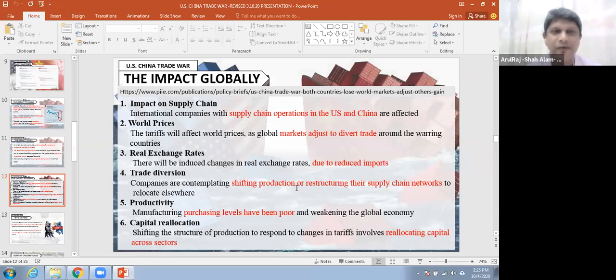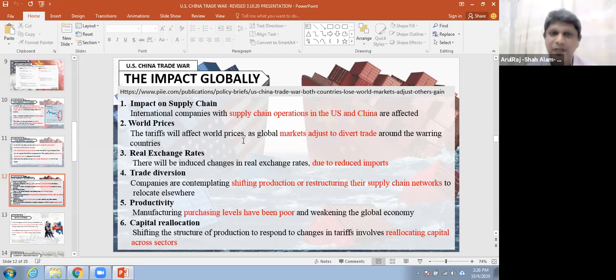The impact globally, of course, is much greater too. The impact on supply chains: international companies' supply chain operations in the US and China are badly affected because of this tariff imposition. Goods prices, of course, skyrocketed, and they are unable to carry on with their normal supply chains among other countries. The world prices in the global market adjusted to divert trade around the countries.